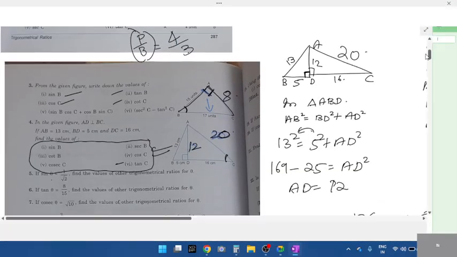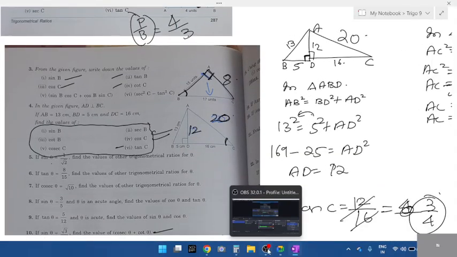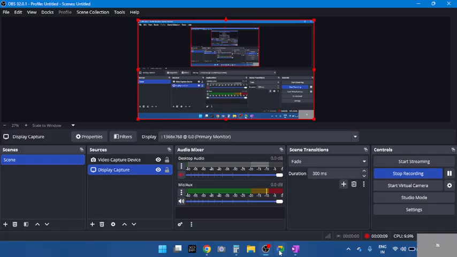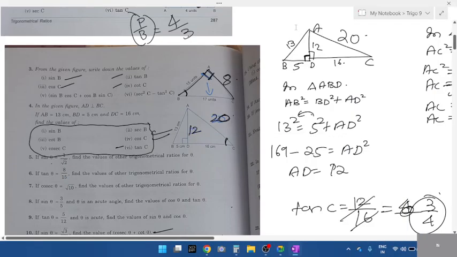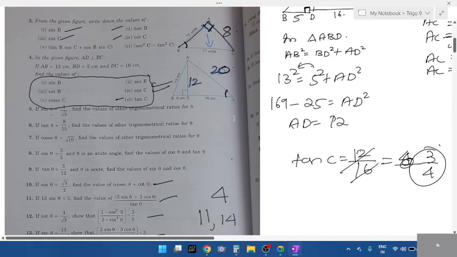Okay, we'll continue with this. Fine. Complete. Did you complete this? Did you find the answers? Just came. Okay. Complete this: 15, 8, 17. Sin B, cos.